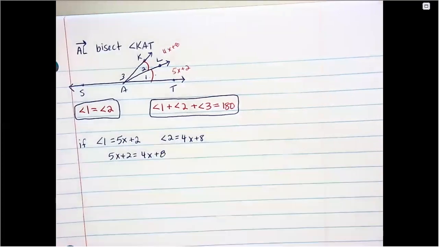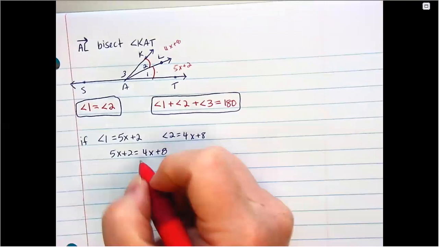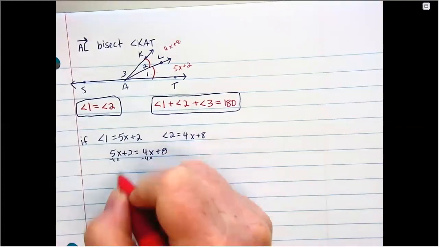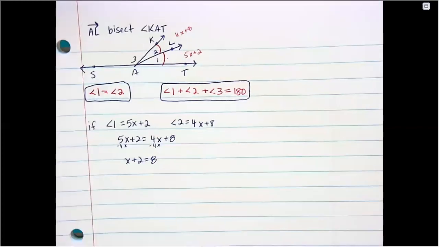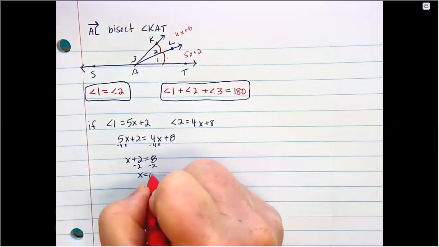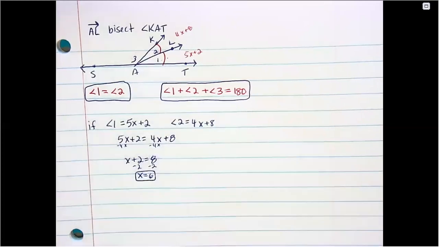And then we're going to solve. So subtracting 4x on both sides, we get x plus 2 equals 8. And then if we subtract 2 on both sides, we get x equals 6. And that's done. That one's it.